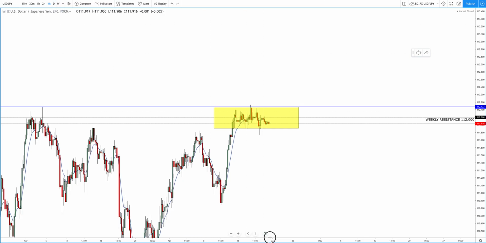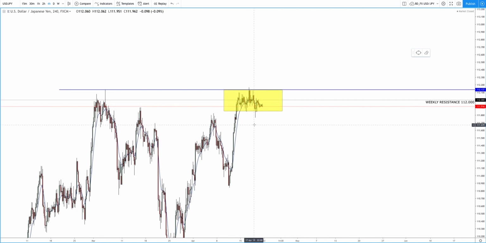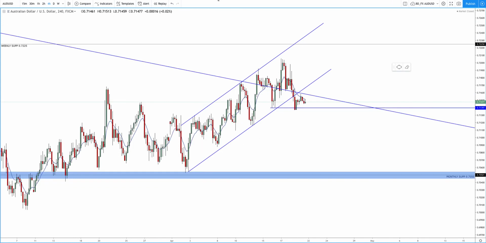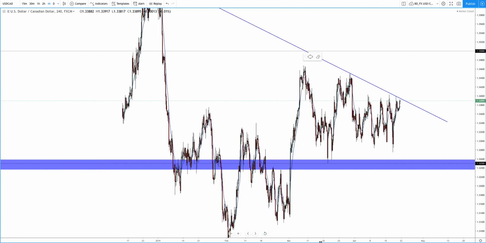We might not see this pair break out of this sort of consolidation zone until that news comes out and helps give us a kick to break out either to the upside or to the downside. So I'll be watching out for that, watching out for Aussie dollar. And another pair I'll be looking out for this week, some of you may not know, Aussie dollar has some inverse correlation with USD CAD. So I'm going to be looking out for this.